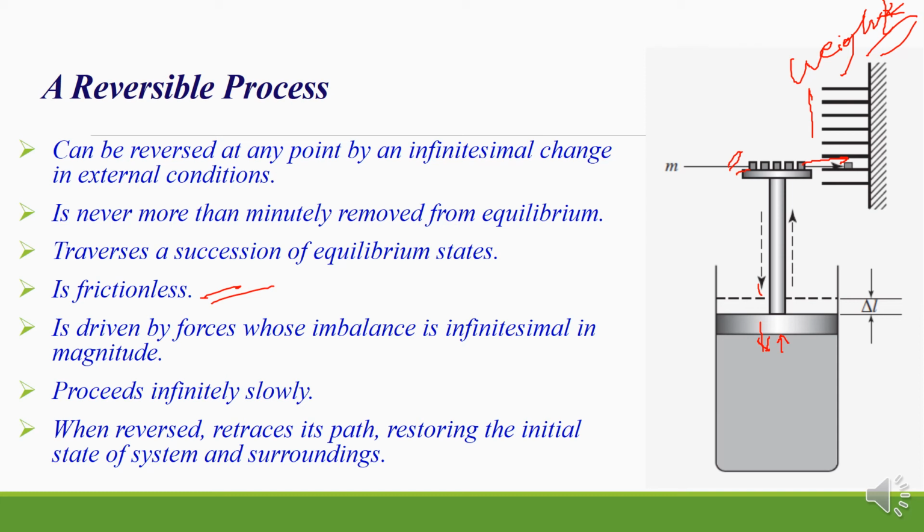Then you will get this change in displacement, this delta L. This displacement into the cross-sectional area gives delta V. So the change in length, it is very simple, this is length and this is area, so you will get the change in volume in this reversible process.